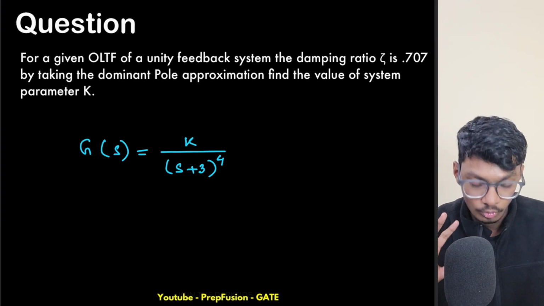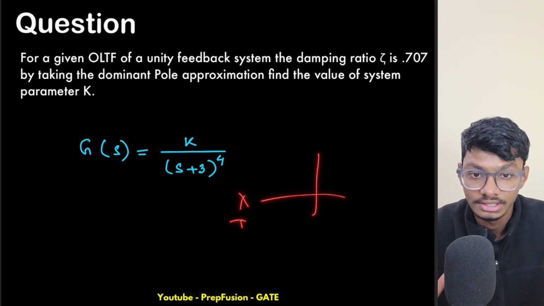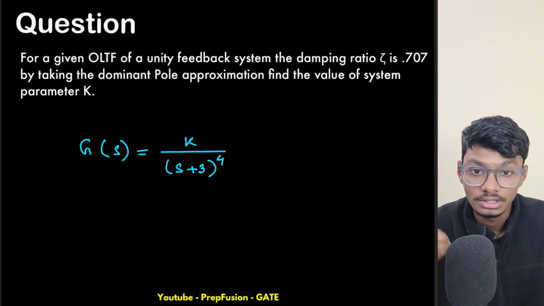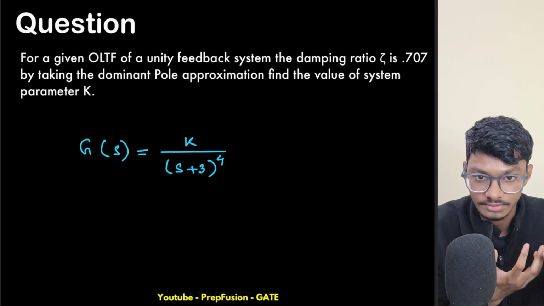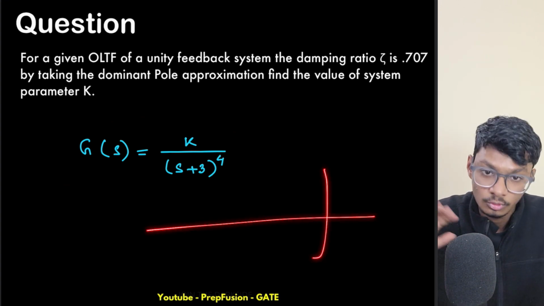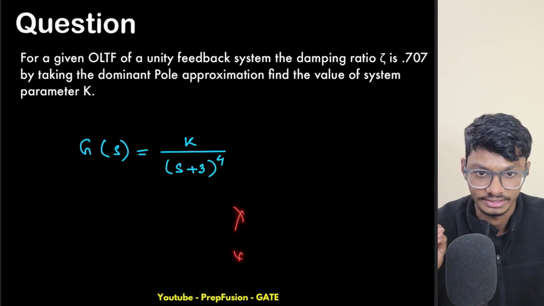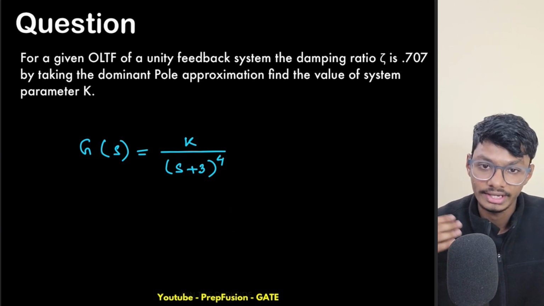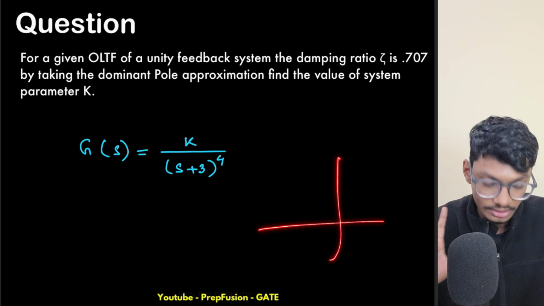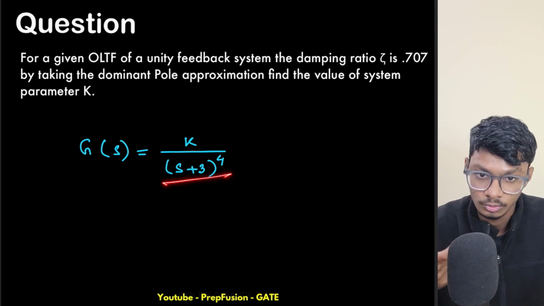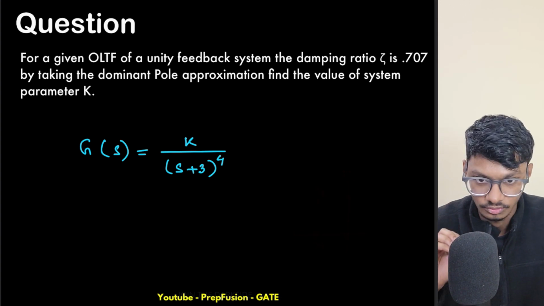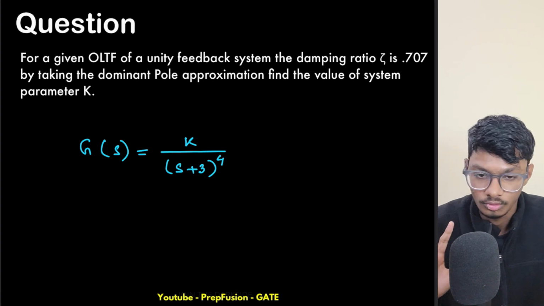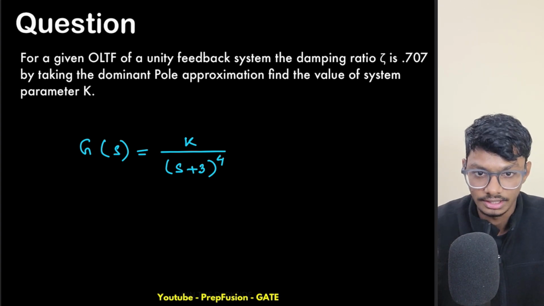Why? Because the poles that are further away from the origin won't affect much of the time response of the system. That's why we can neglect those, and we can approximate my OLTF using only the poles which are nearer to the origin. So that is basically what the dominant pole method is. Dominant pole approximation is where we approximate the transfer function.